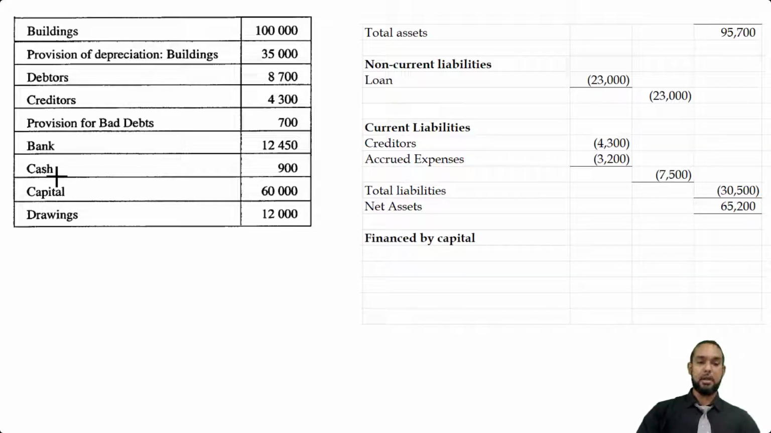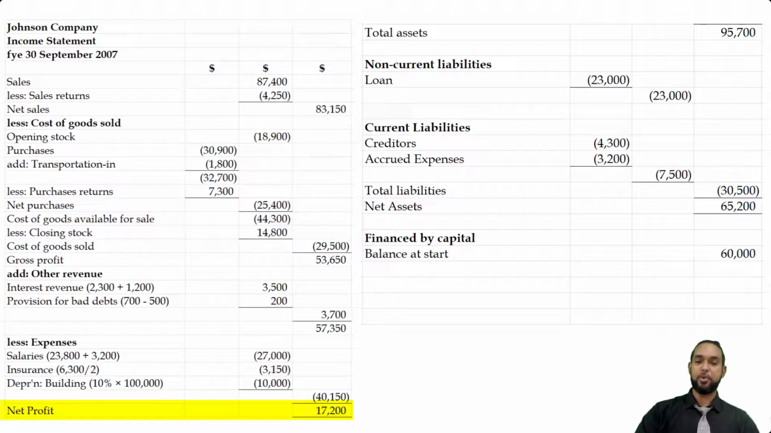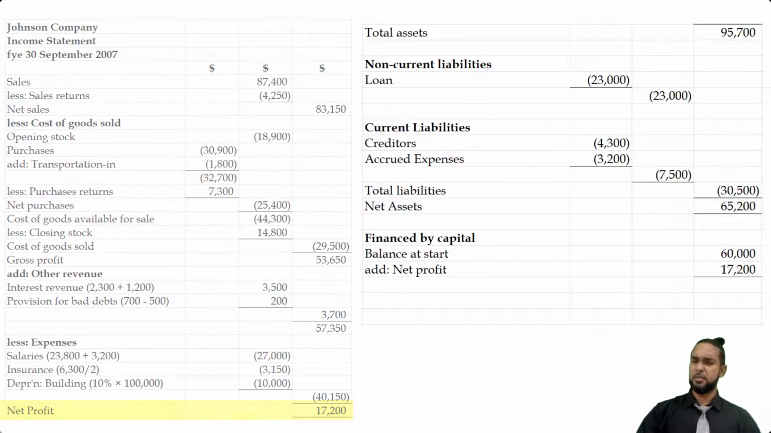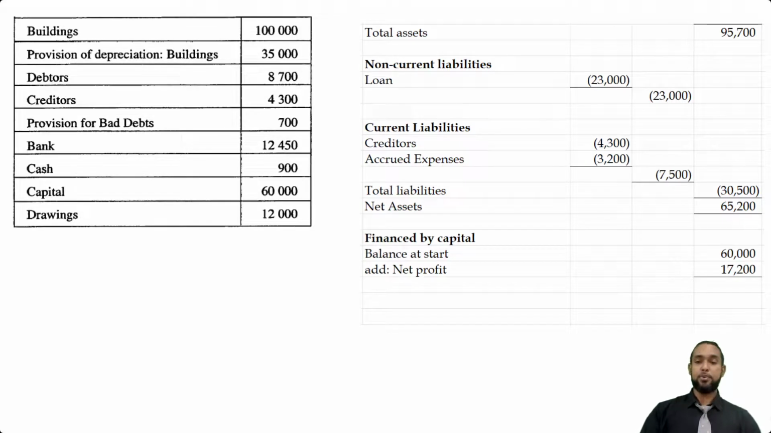Now, the opening balance of capital was $60,000. So we're going to put that here. To that, we have to add the net profit that we calculated in the income statement above of $17,002, was it? Yes, it was. We're going to add that to opening capital, because remember, why do people start business? To earn a profit. What does profit do? It increases the owner's investment. It increases capital. So that's why we add it.